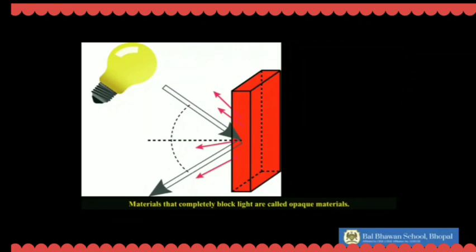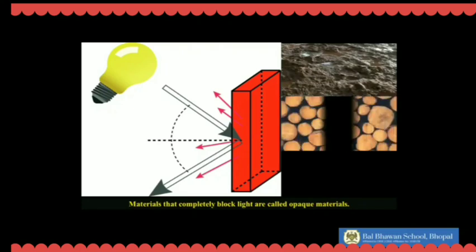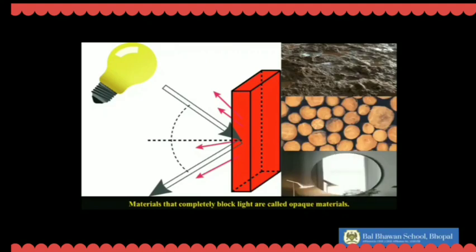The third type of objects are those materials which completely block the light. They are called opaque materials. Now you can also say that those bodies which do not allow the light energy to pass through them are called opaque bodies. Now some examples are mud, then wood and mirror. Yes children, mirror is also opaque material because it is glass coated with metal film on one of its surface.